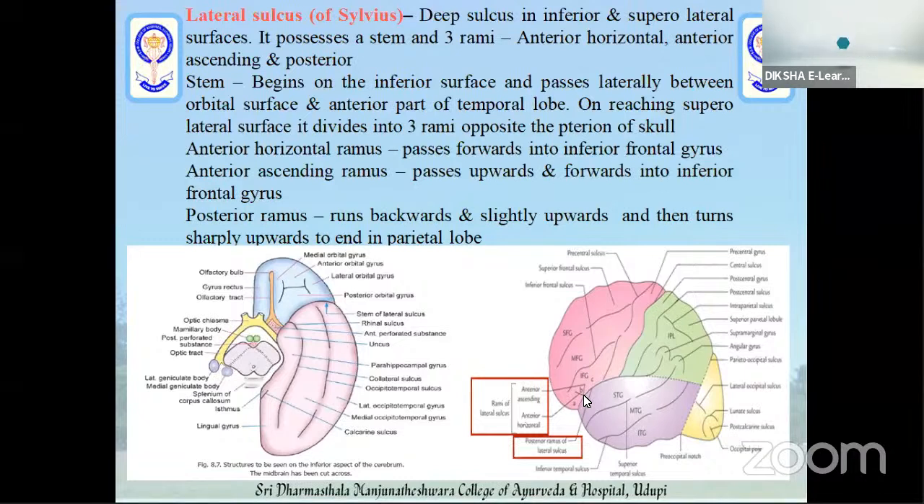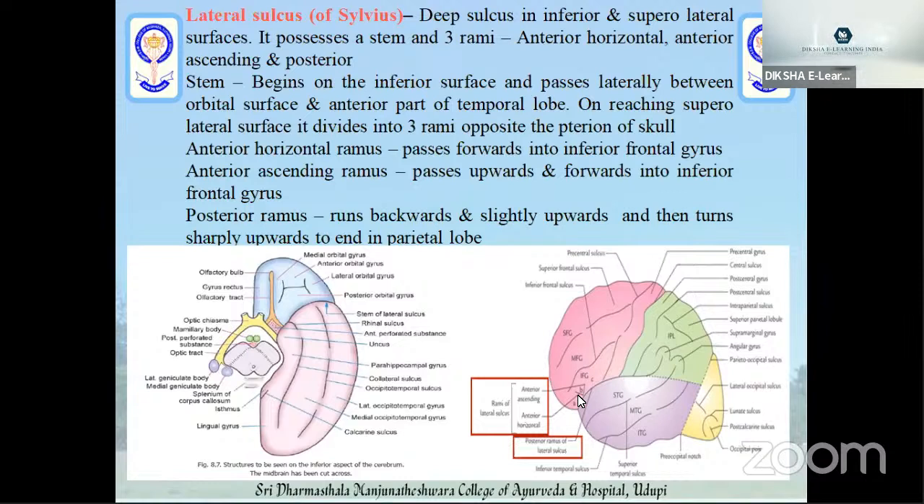They are the anterior horizontal ramus, the anterior ascending ramus, and the posterior ramus. The anterior horizontal ramus passes forwards into the inferior frontal gyrus. See, this is the anterior horizontal ramus.